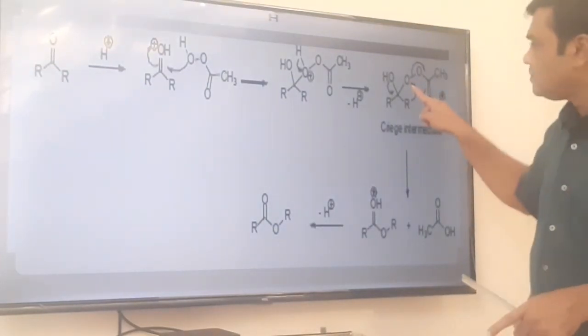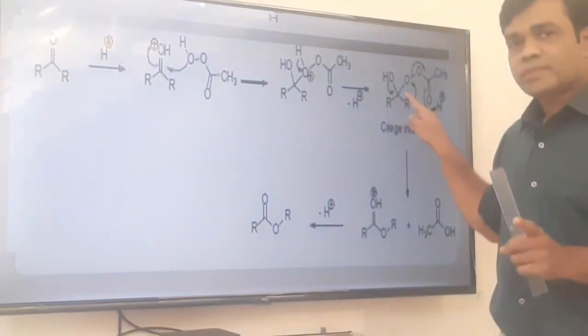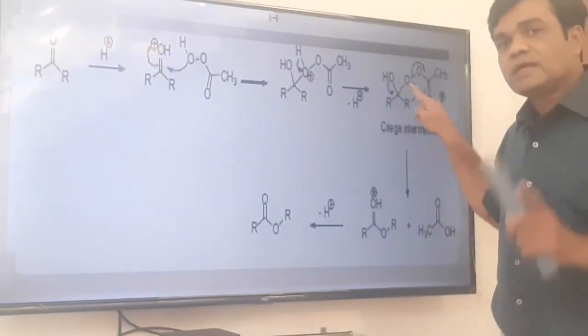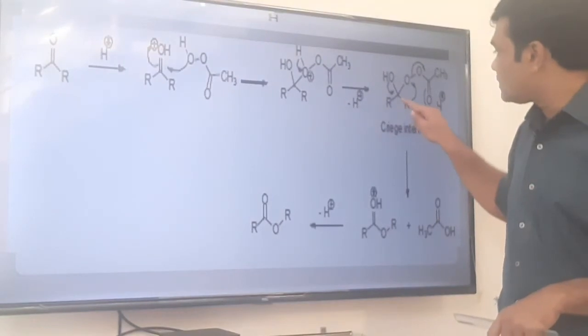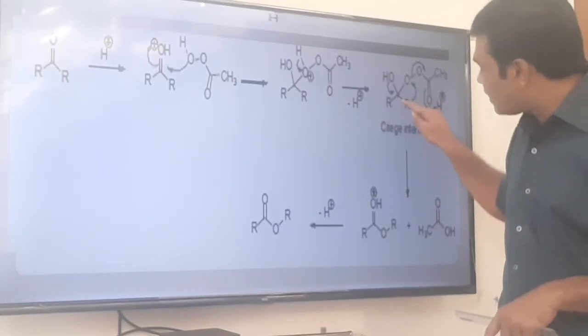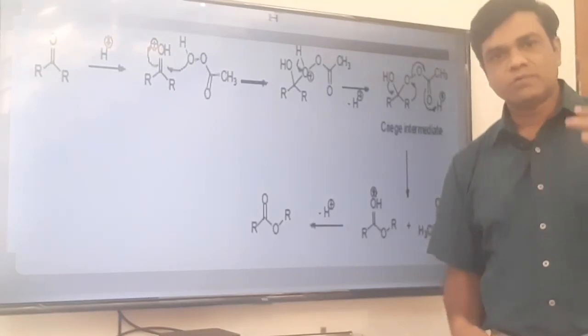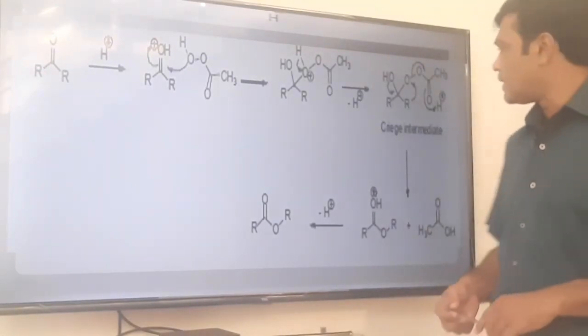I am repeating again, this is a crucial step where this alkyl group from the carbon migrates to the adjacent oxygen along with the bonded pair of electrons. Means the alkyl group migrates with these 2 bonded electrons. When it migrates to the oxygen, it goes along with these electrons, and that is the crucial step which is called 1,2 alkyl shift. That's why this is called a rearrangement reaction.